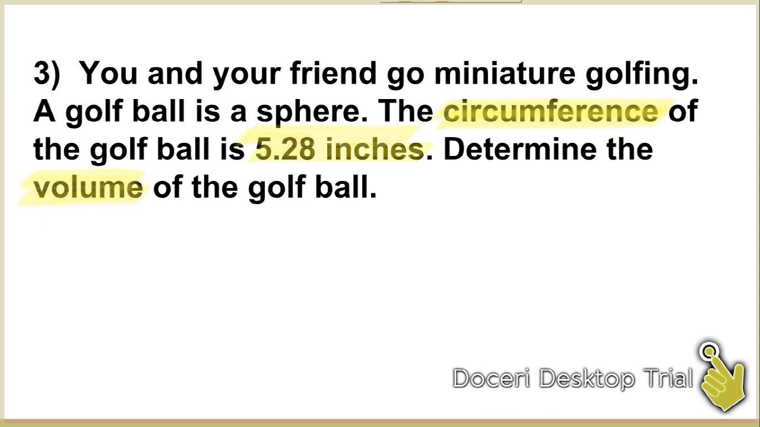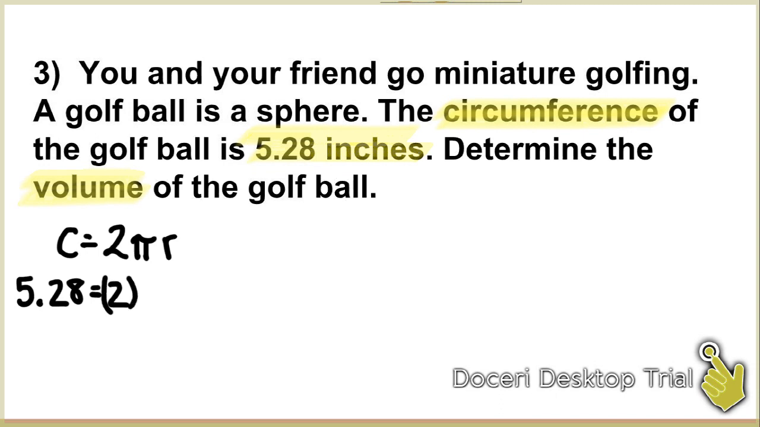Remember, we needed to know the circumference formula in order to find the radius. Then we can use the radius in our formula for volume. So we know that the formula for circumference is simply C equals 2 times pi times the radius. Okay? So we already knew the circumference was 5.28 inches, so we're going to substitute that in for C. But we still have 2 times pi, and I'm going to go ahead and change that to 3.14, times the radius. So again, we're just working through this, trying to figure out what the radius is.